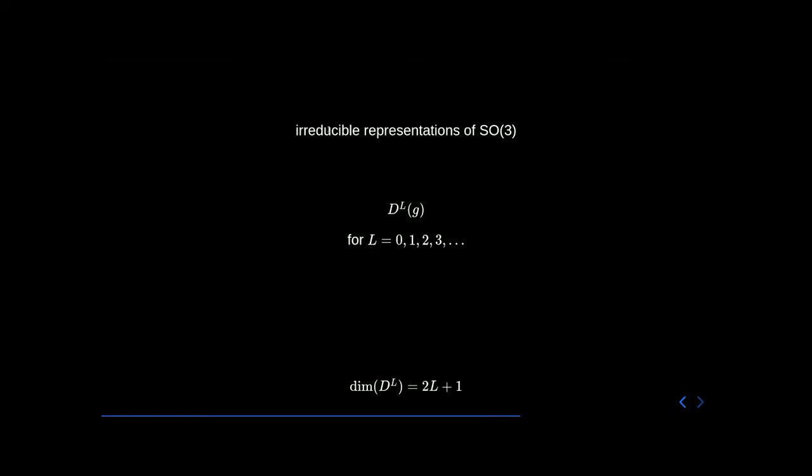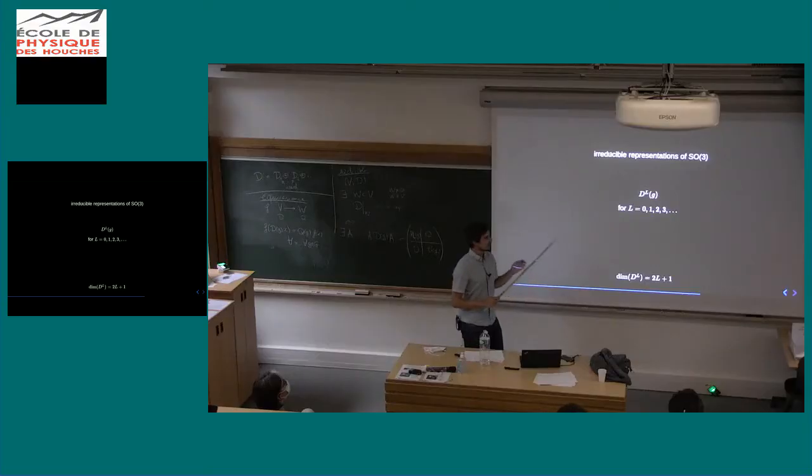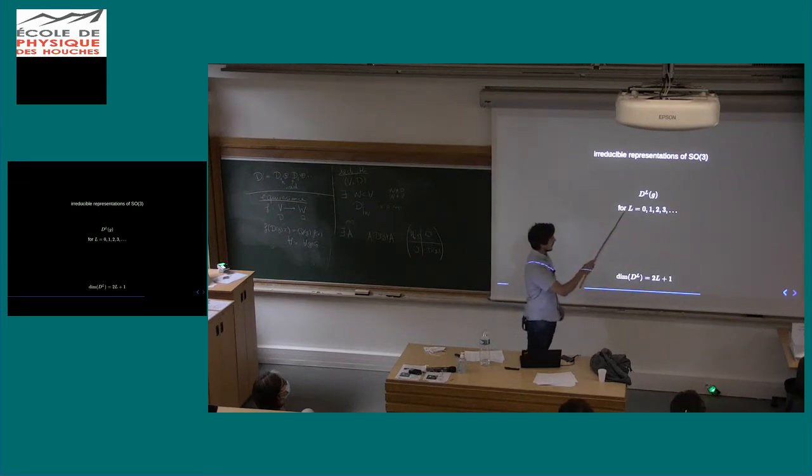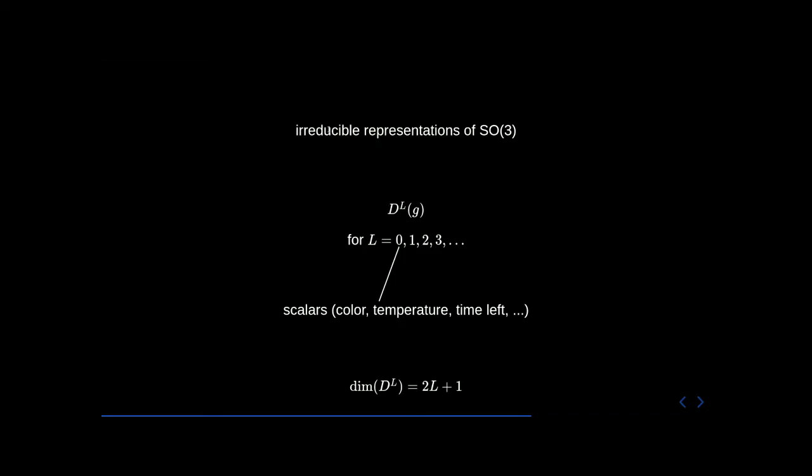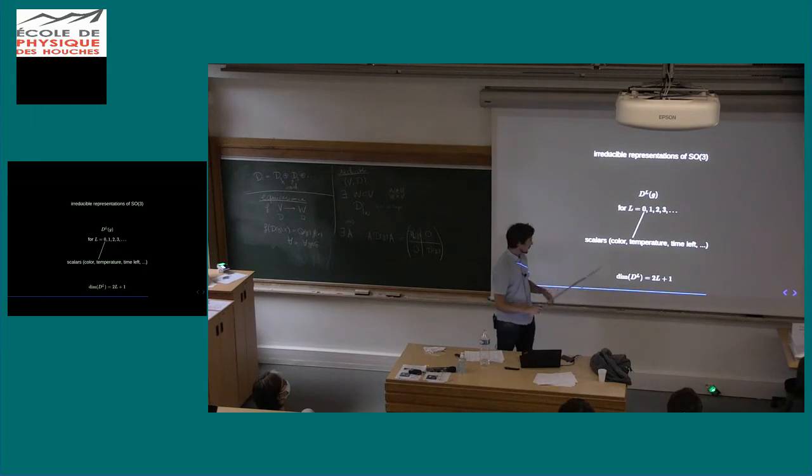For this, I need the irreducible representations of rotations. They are well known. They are indexed by L, going from 0 to infinity. And each of these representations has a dimension 2L plus 1. So what are those representations? L equals 0 are the scalars. It's dimension 1. And these are all the quantities that do not transform under rotation, like the color of something, the temperature, the time left for this presentation.